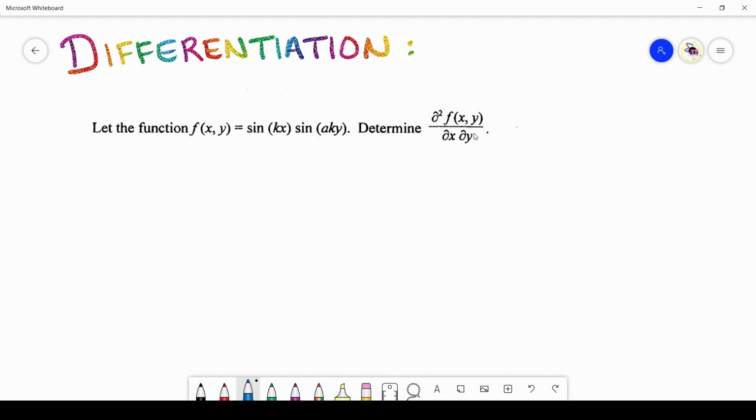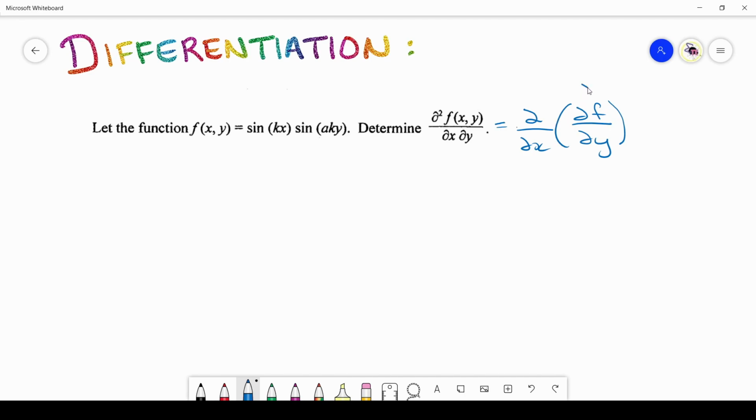So let's see what they're asking us to find here. Now, ∂²f/∂x∂y, we can break this down, okay? So we can break this down into ∂/∂x of ∂f/∂y. Okay, so we're going to break it down into those components there. And we're going to begin.